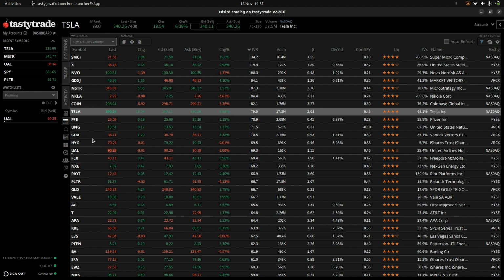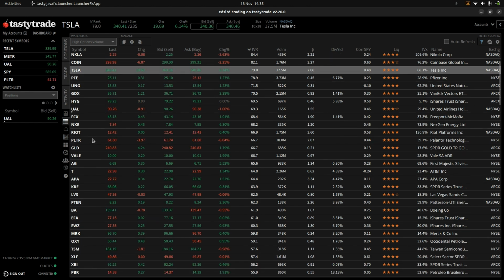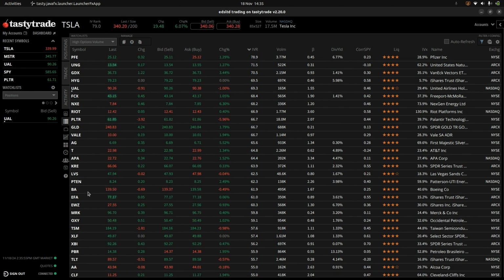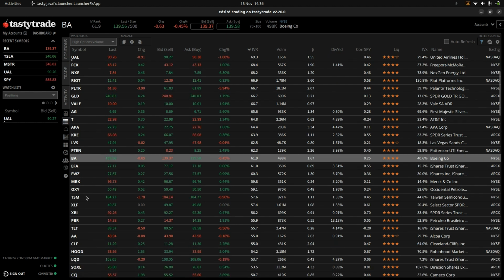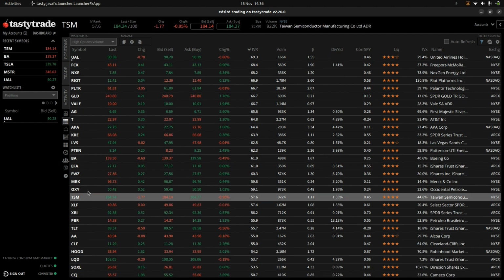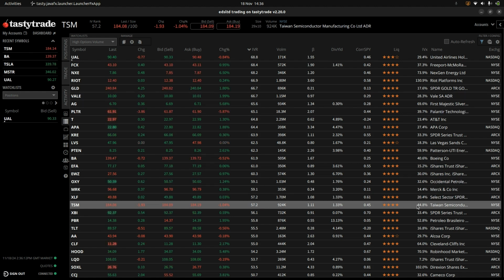Tesla is looking quite nice, currently trading at $340. We've got BA currently trading at just under $140. TSM actually is looking quite nice, trading at just under $185 with an IV rank of 57.6 and an absolute IV level of 44.8. So IV rank and absolute IV levels, two very important metrics. They are different, very different, but they are both important.